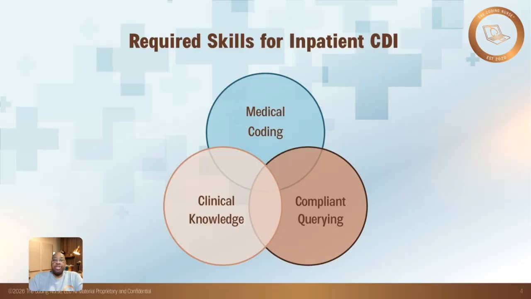Because how can you assign an appropriate working DRG if you don't even know how to code, if you don't even know the coding guidelines? Because there are some conditions that what someone is admitted for cannot be the principal diagnosis. But you would only know that if you know coding.